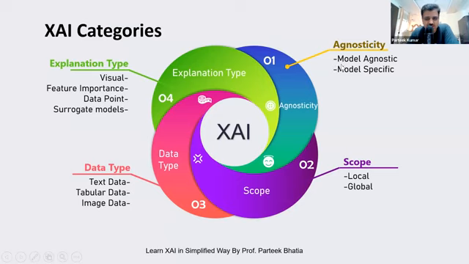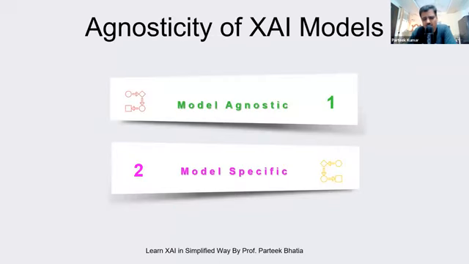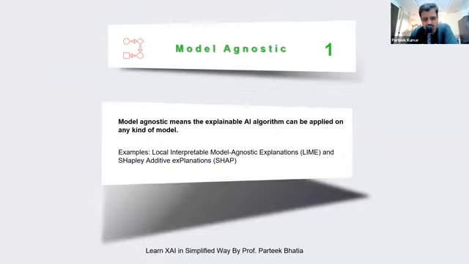Just read the term: it is model specific and model agnostic. Some explainable AI algorithms are considered model agnostic, and some are considered model specific. What does it mean? If an explainable AI algorithm can be applied on any classifier, then it is called model agnostic. Suppose you have the LIME approach, and you can apply LIME on SVM, naive Bayes, CNN, RNN; then it is called model agnostic. The same approach can be applied on any classifier, so model agnostic means explainable AI can be applied on any kind of model.